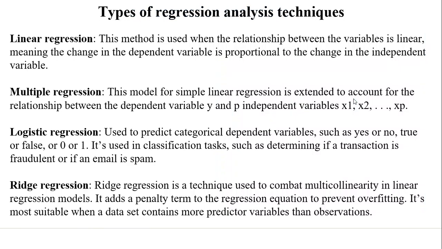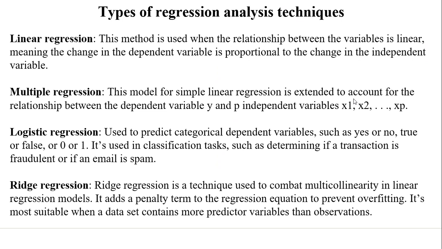So let's move on. Types of regression analysis techniques. Linear regression is a method used when the relationship between the variables is what? Linear. Meaning the change in the dependent variable is proportional to the change in the independent variable. So you can see that we're just talking about one dependent and one independent.